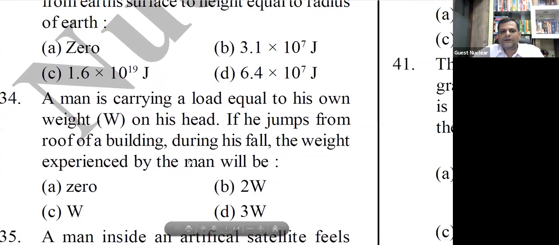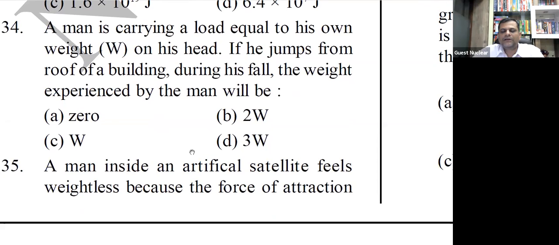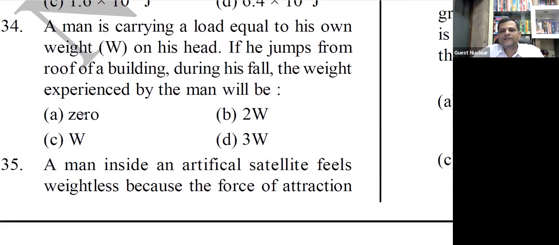Okay, 34th one: a man is carrying a load equal to his own weight on his head. If he jumps from the roof of a building, during his fall the weight experienced by the man will be 0, just because he will experience weightlessness, because both of them are getting accelerated in the same direction with the same acceleration, and that's why the person will not experience any weight.